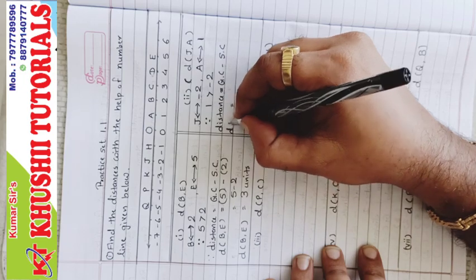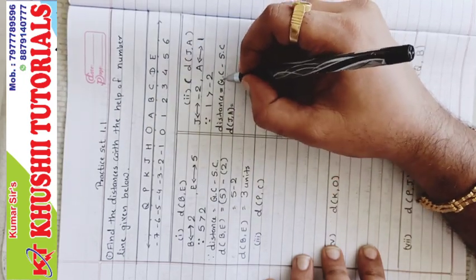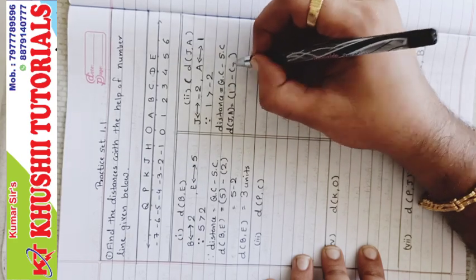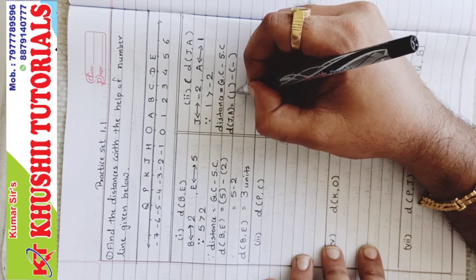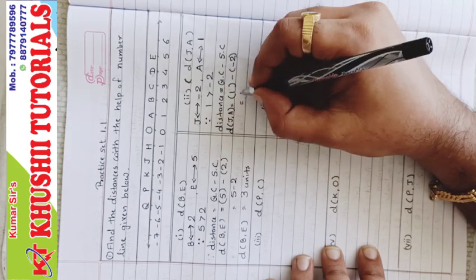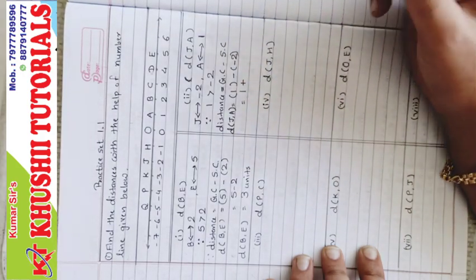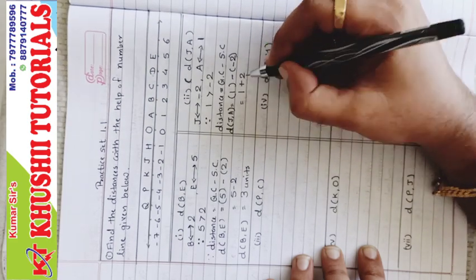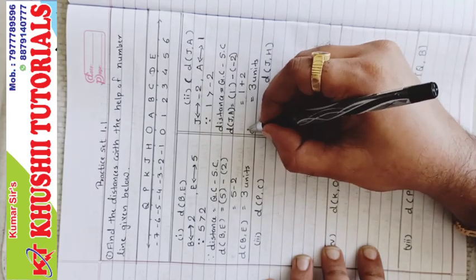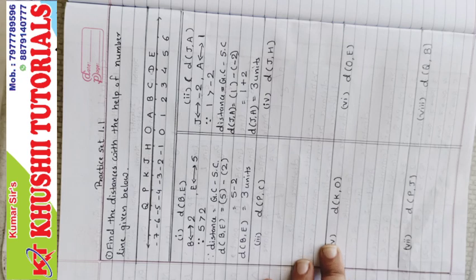Now distance, which distance? Distance j comma a. Greater coordinate is 1. First we have to write bracket minus bracket. So bracket, greater coordinate is 1 and smaller coordinate is minus 2. Now open the bracket, 1 minus minus plus, right? Minus minus whenever they come close to each other, minus into minus is plus 2, and 1 plus 2 is 3 units. So distance j comma a equal to 3 units.